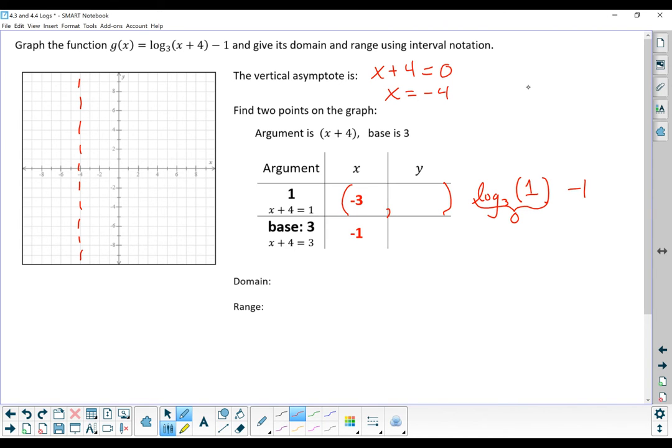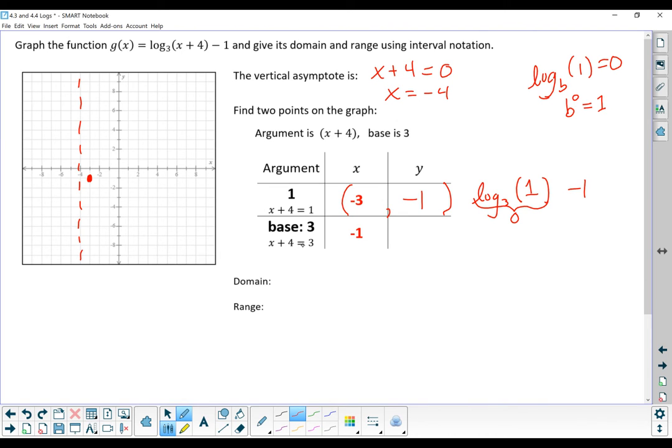That's on your log property sheet. Log base any base, log base b of 1, is always 0. Again, with exponential form, it's maybe easier to see. It's because b to the 0 power gives you 1. So our first point, this is 0 minus 1. So our first point is negative 3, 1. Sorry, negative 3, negative 1.